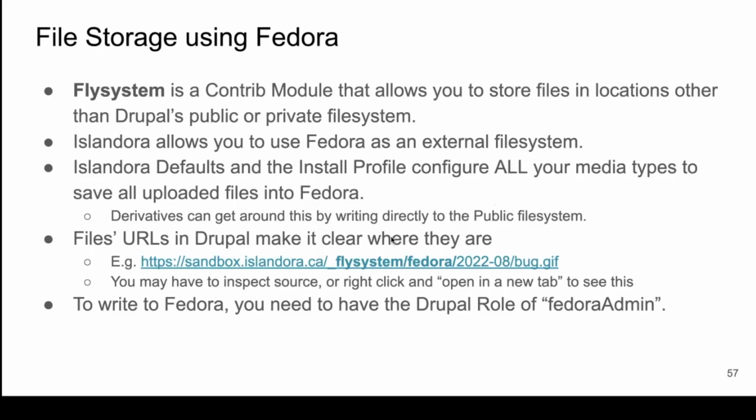To see where something is, you can either examine the source, so use the developer's tools to inspect your web page, or right-click and open in a new tab. If you see the Flysystem Fedora part in your URL, then it lives in Fedora. Cool. One last thing is that to write to Fedora, your Drupal user needs to be set up with the Drupal role Fedora admin. This has to do with how things are authenticated. There are access control problems between Drupal and Fedora; you can't set up restrictions on objects. It's the same problem that has been discussed re access control. It's also a problem in a Fedora-less Islandora too.